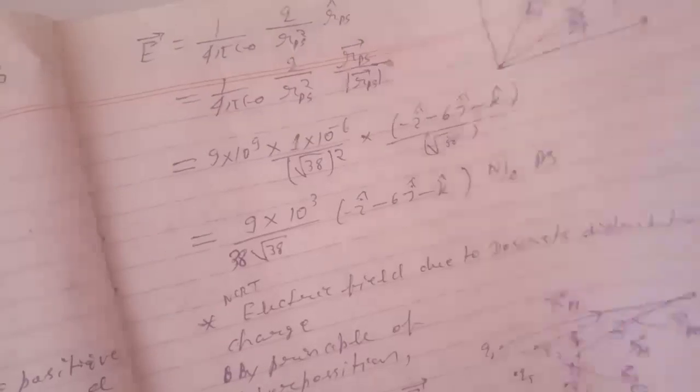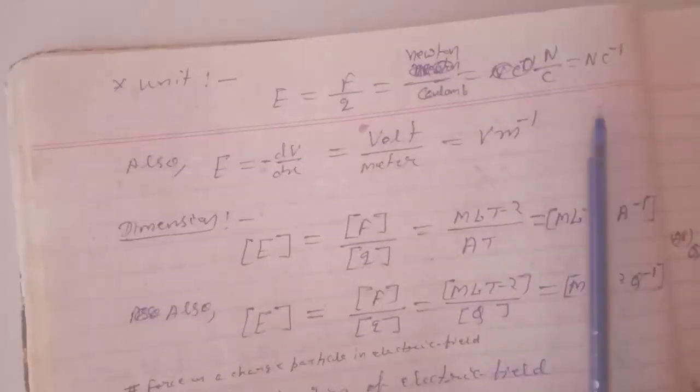Next, unit. E equals F by Q, so Newton by Coulomb, Newton per Coulomb. So the unit of electric field is Newton per Coulomb. Now E equals minus dV by ds, so volt by meter, volt per meter. These are the two units we can use.